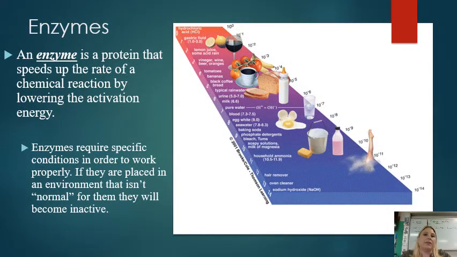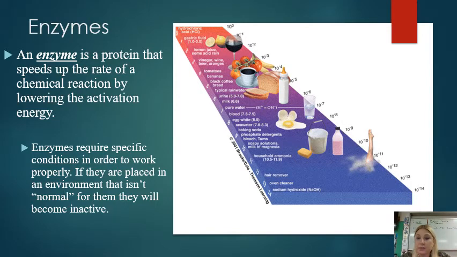So an enzyme is a specific protein that speeds up the chemical rate of reaction. And it does this by lowering what we call the activation energy. Any chemical reaction requires the input of energy in order to get going. And so the energy is actually reduced by adding in an enzyme. So basically, an enzyme speeds up our chemical reactions.